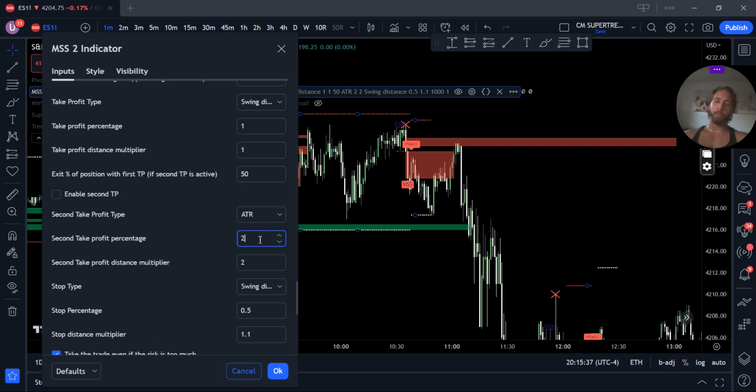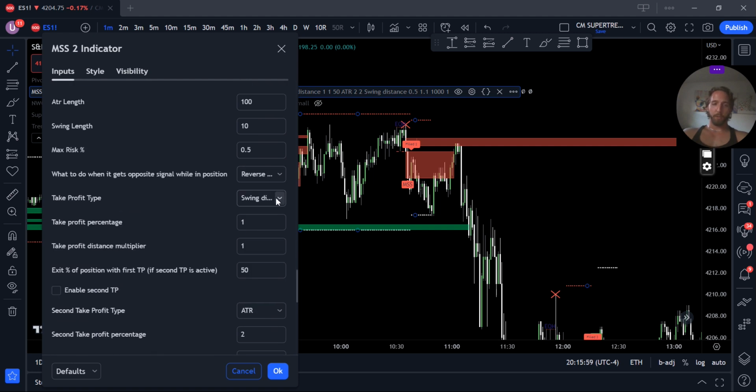I have found that 1.1 is good because sometimes what will happen is you'll have another swing. You'll have another turtle soup where it comes up and grabs liquidity. And if you do a little bit of a buffer, then you can still stay in that trade. So that's why I leave that at 1.1.